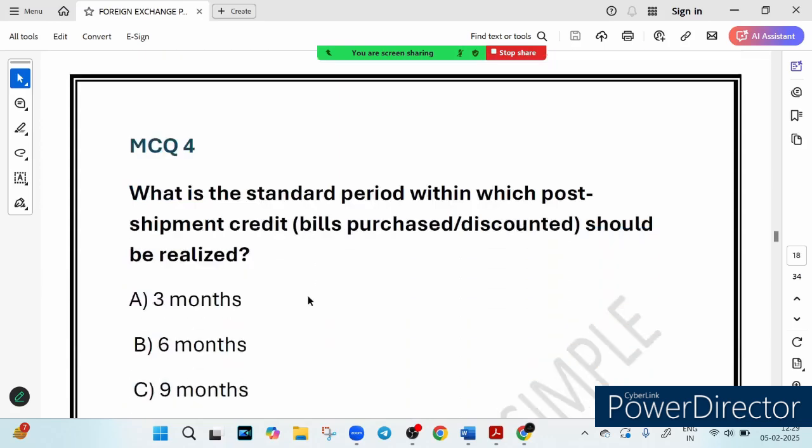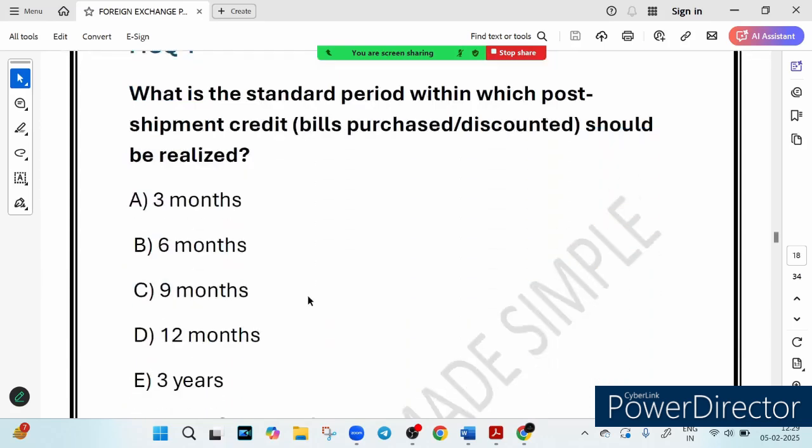Now, let's see the next question. What is the standard period within which post shipment credit, that is bill purchase or bill discounted, should be realized? Right, very good question it is. So option A says 3 months, then 6 months, 9 months, 12 months, 3 years. A 3-month period is not enough for post shipment credit to be realized. Exporters are allowed a longer time.